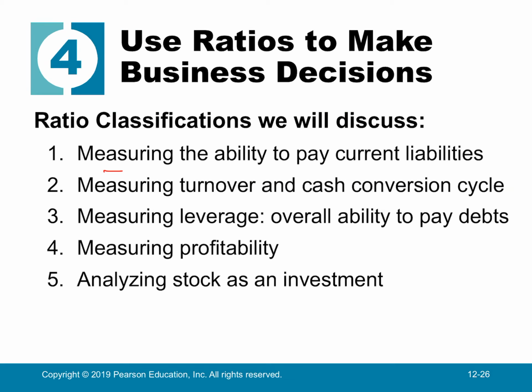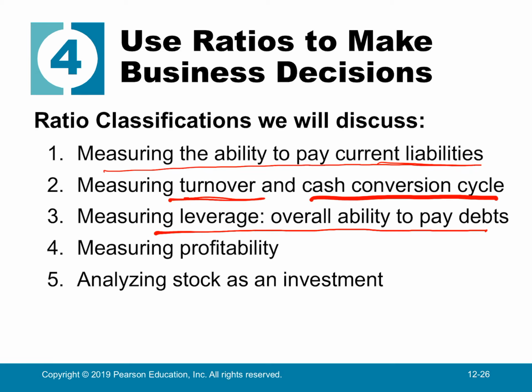So one is measuring the ability to pay current liabilities. We'll look at some ratios that cover that. Measuring turnover and the cash conversion cycle. We'll talk about that a little bit. Measuring leverage. What's the ability to pay debts? Measuring profitability. How profitable is the company? And analyzing a stock as an investment.